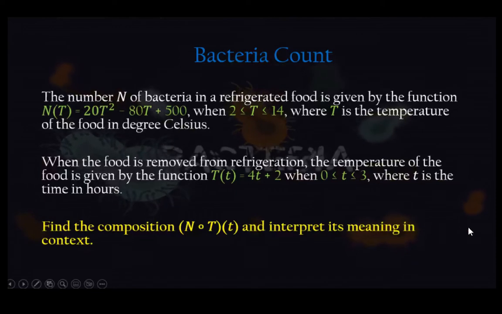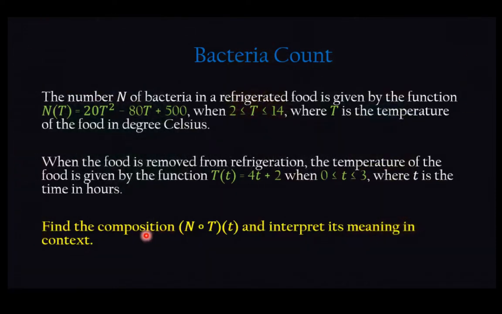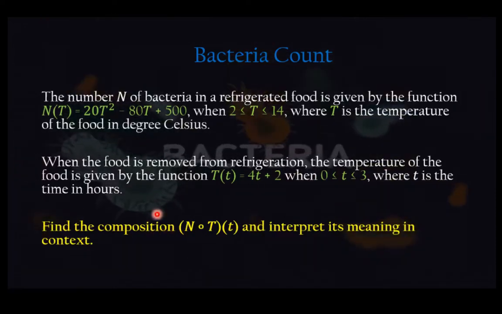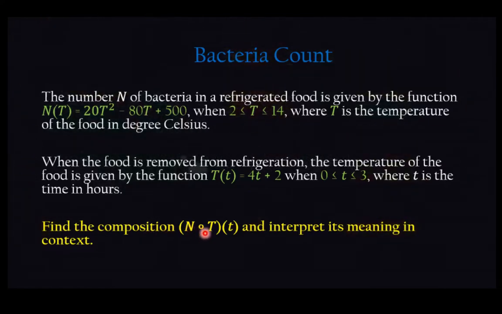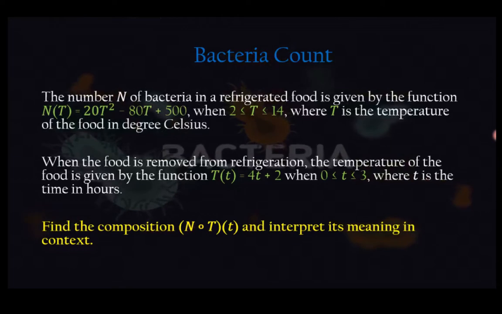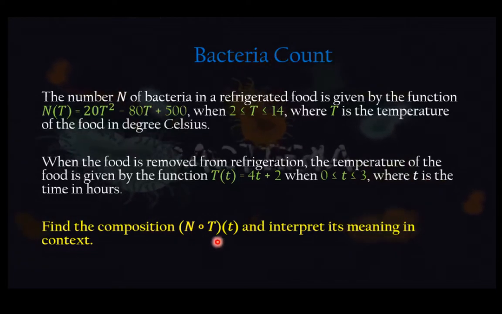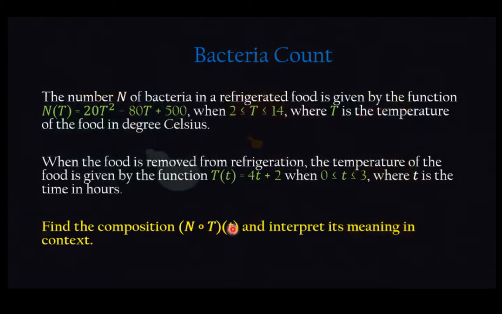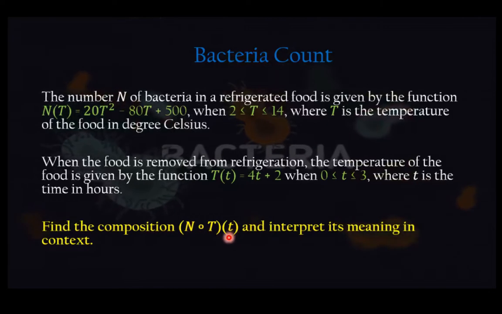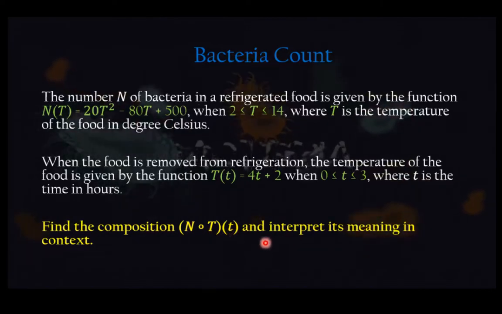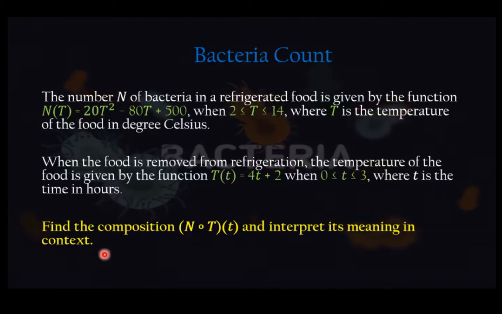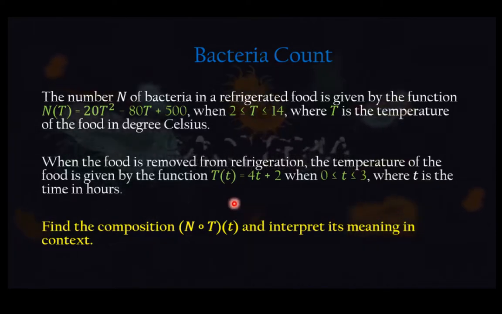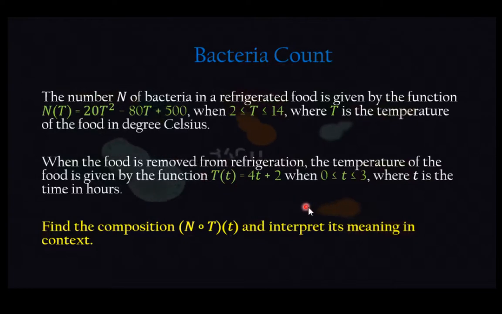Also, we are tasked to find the composition of N, which is the number of bacteria, composed of T, which is the temperature. There are two different functions here, N of T, and T of t, where t is the small time. After this, we will interpret its meaning in context. So, how can we do this particular problem? Let's start.